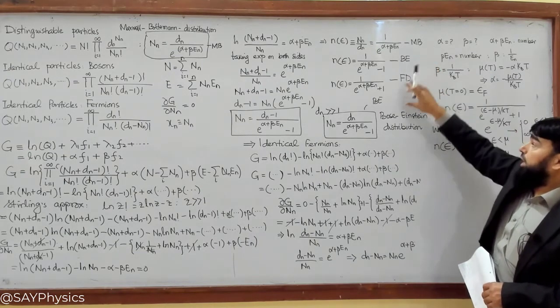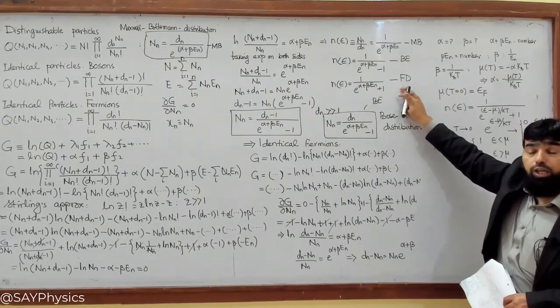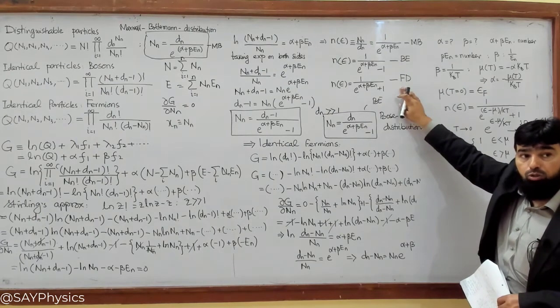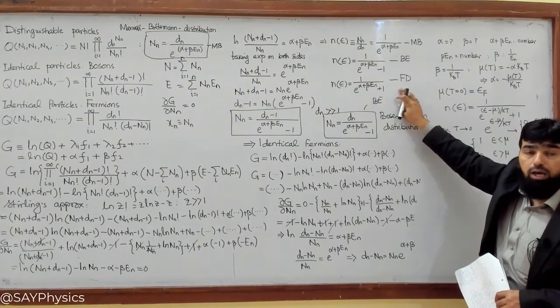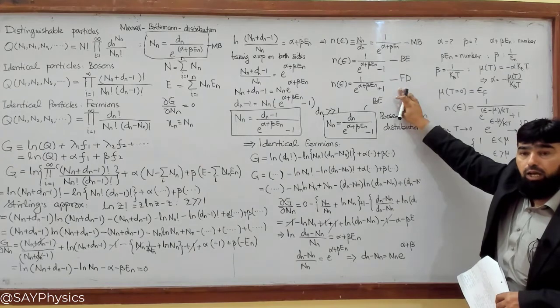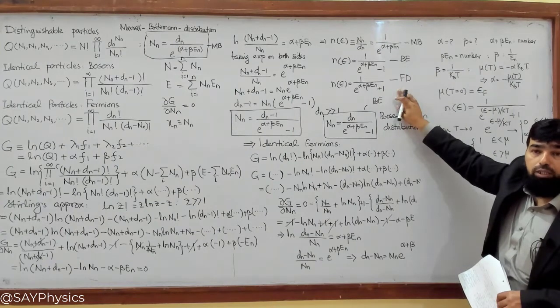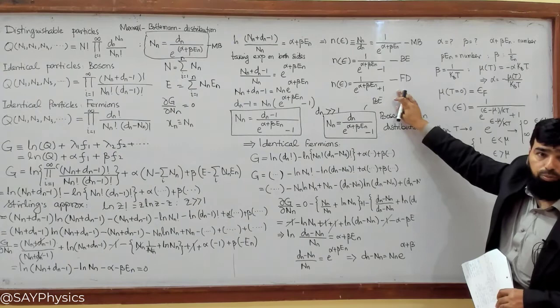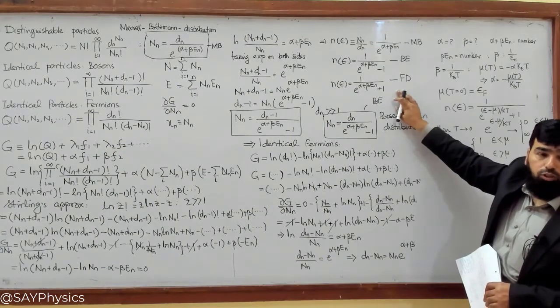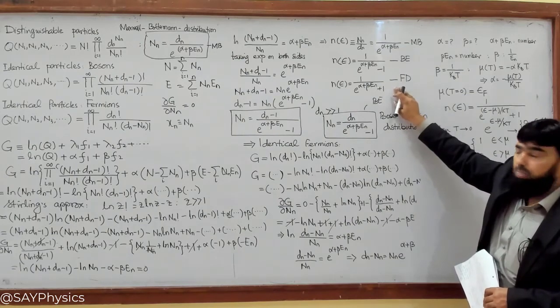For the FD, you know that Fermi-Dirac distribution, they are fermions. Fermions means they are half integral spin particles. Half integral spin means they are either electrons, protons or neutrons. You can go to some atoms as well, like helium-3. Helium-3 is also a fermion. We have discussed helium-3 as well. So it's also a fermion.